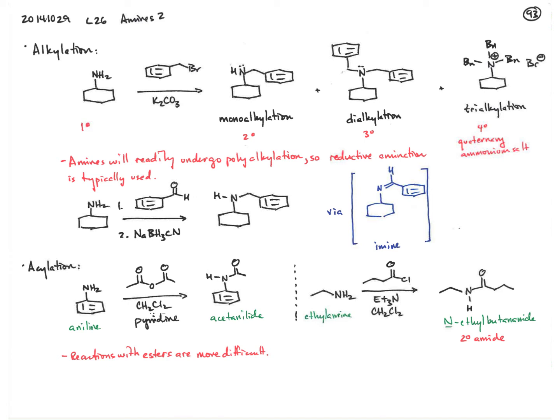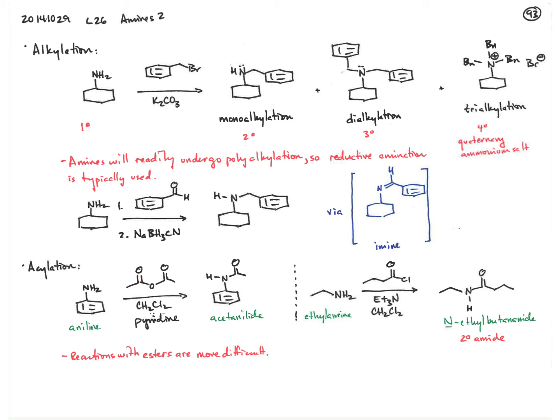Another reaction that amines can undergo is called acylation. Notice the difference between alkylation and acylation. In an alkylation, the electrophile is at an oxidation state of 1. Again, this carbon is bonded to one heteroatom. We're just counting that single bond. That's oxidation state of 1. In acylation, the electrophile is at an oxidation state of 3.